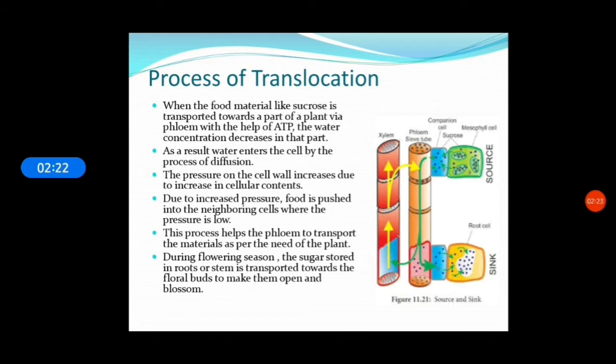The increased contents within the cells exert a high amount of pressure on their walls. This pressure moves the food materials to the adjacent cells with low pressure. This allows the phloem to move material according to the need of plants. This is how the translocation process occurs in the plants.